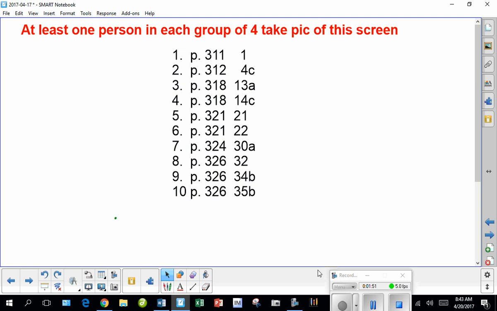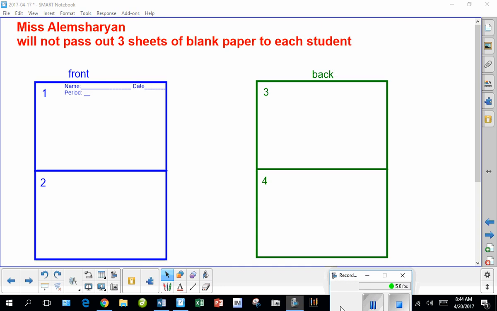Here's the work, and let's stop the video again. Give you a chance to take a picture, at least one person in each group of four, take a picture of this screen so you don't have to keep coming back to it during the period.